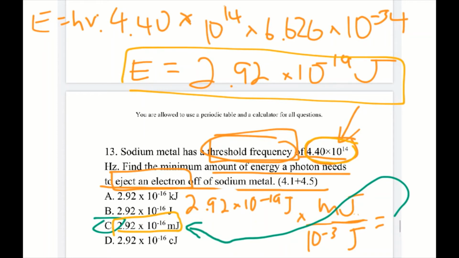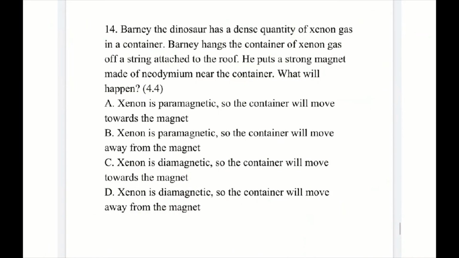So this question was a bit tricky because of the different units for energy, but if you did trial and error, I'm sure it would have been fine. So let's move on to the next question. Barney the dinosaur has a dense quantity of xenon gas, so some xenon gas in a container.